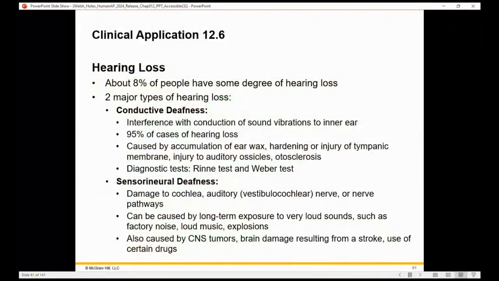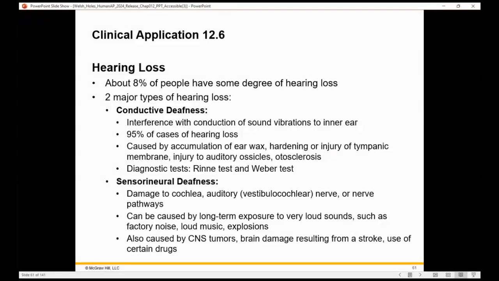Hearing loss. About 8% of people have some degree of hearing loss. There are two major types. Conductive deafness, in which interference with the conduction of sound vibrations occurs to the inner ear. 95% of the cases of hearing loss are conductive deafness. It's caused by accumulation of earwax, hardening or injury of the tympanic membranes, or injury to the auditory ossicles, which is otosclerosis.